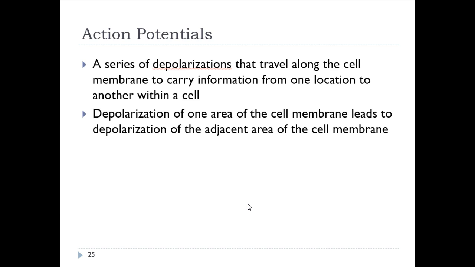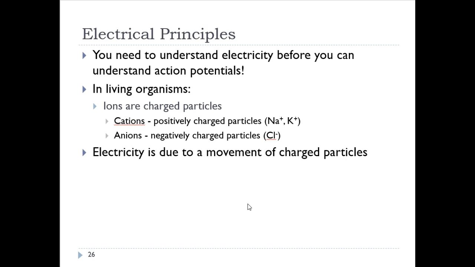Now, keep in mind, depolarization is not a scary word. It just means that one side of the cell is going to be positive and one side of the cell is going to be negative. And when those charges sort of exchange from one side to the other, it's called depolarization. Polarization by itself would be when they stay on separate sides. So depolarization of one area of the cell membrane leads to the other.